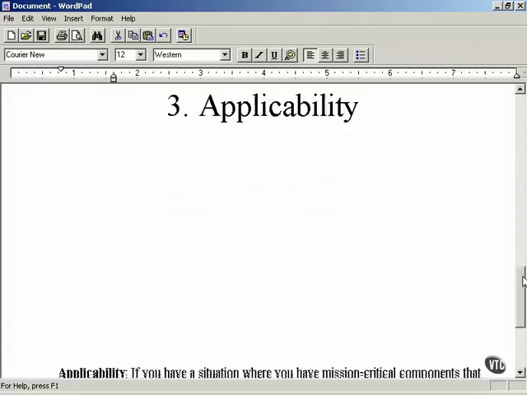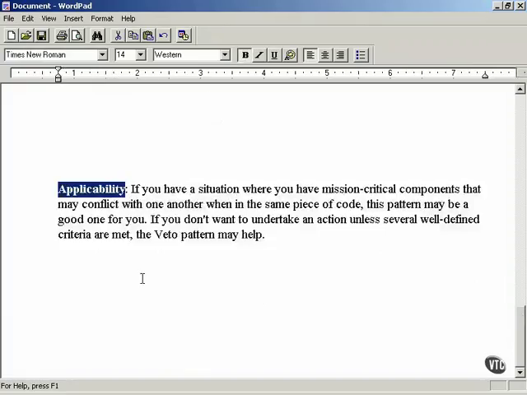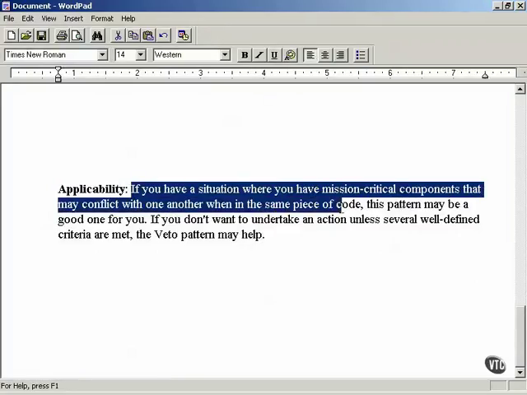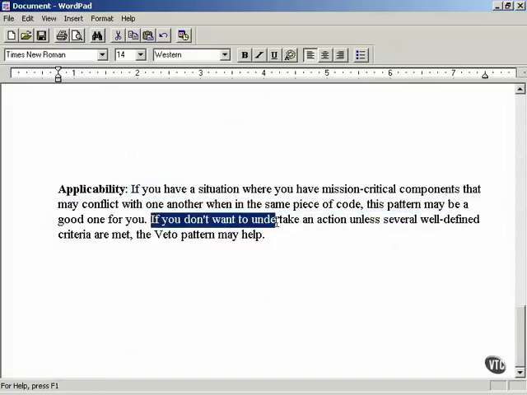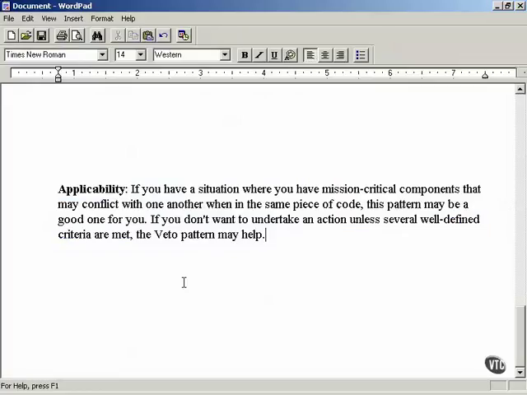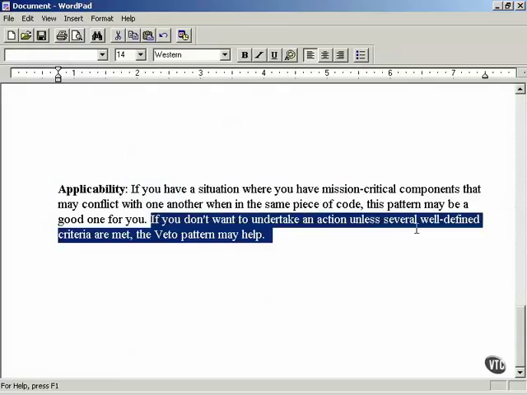And for example, here's a statement you might have for the applicability of the Vito design pattern. It looks something like this. If you have a situation where you have mission-critical components that may conflict with one another when in the same piece of code, this pattern may be a good one for you. If you don't want to undertake an action unless several well-defined criteria are met, the Vito pattern may help. So that is a general statement of when to work with the Vito design pattern, and that is the pattern's applicability. It says if you don't want to undertake an action unless several well-defined criteria are met, the Vito pattern may help. So that is again a general statement of the applicability of the Vito design pattern.